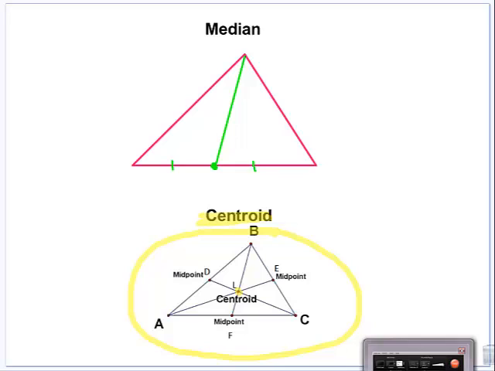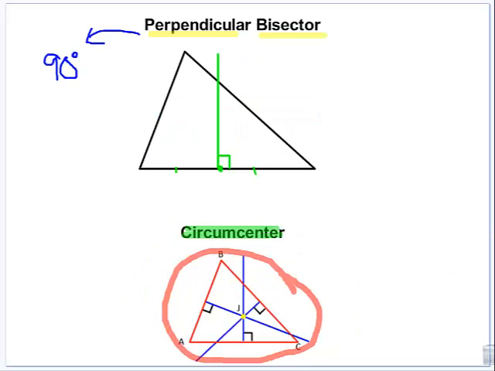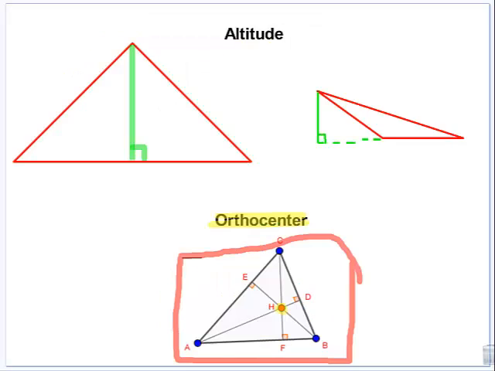Now we're going to do a few examples regarding these four vocab words: median, angle bisector, perpendicular bisector, and altitude. It's going to be important that you understand what these words mean and are able to identify them.